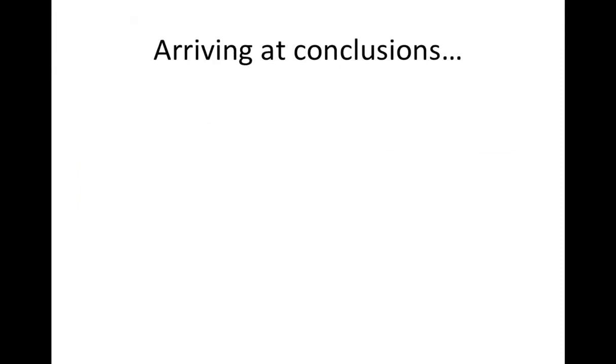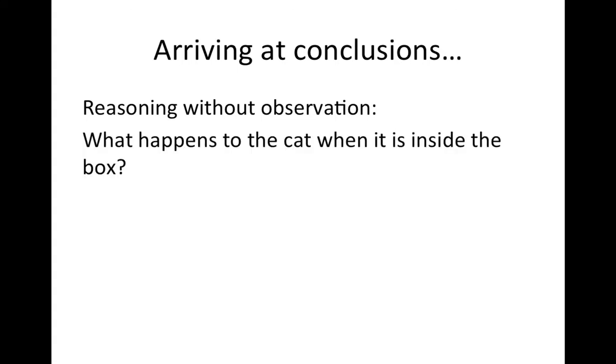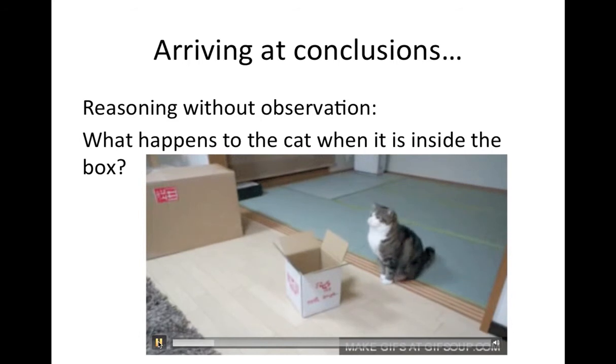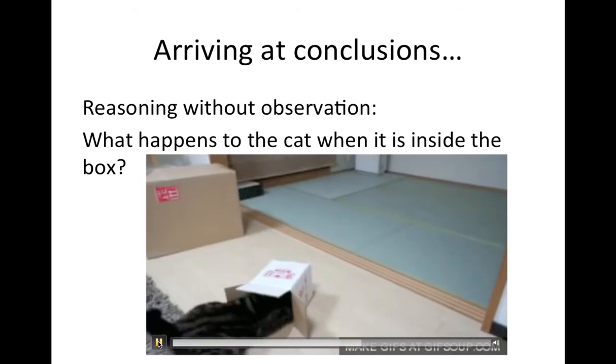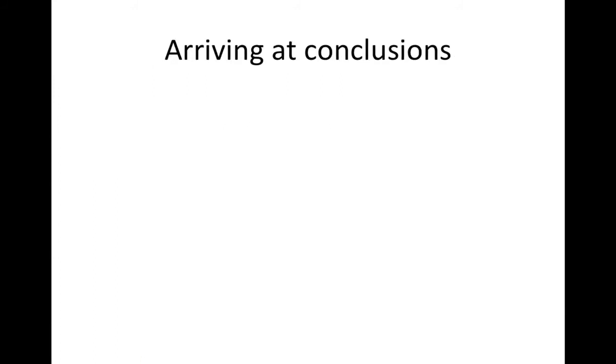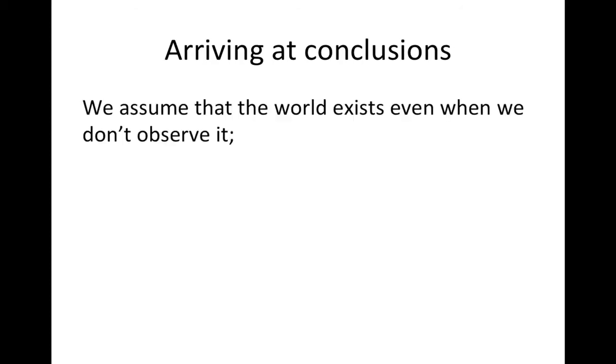Now think about it like this. What if we have a situation where we reason without observation? So I want you to think about this. What happens to the cat when it's inside the box? So imagine that this cat jumps into the box and the box closes and we can no longer see the cat. What happens to that cat? I couldn't find a great representation of the box actually closing. The closest I could find is the cat jumping inside the box and then tipping over. We have to imagine that this cat successfully fit into this tiny box. What we assume is that when the box closes, the cat does not disappear. This is a very interesting assumption.